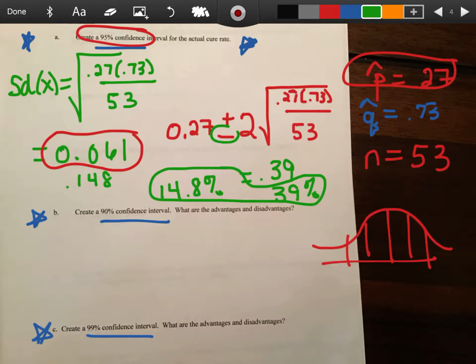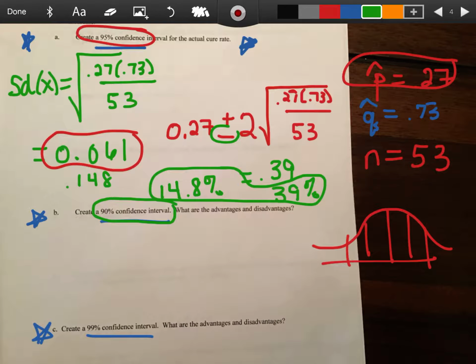I'm going to state that again. I am 95% confident that the true value, the true percentage of people who are going to get better from this medicine, is 14.8% of the population, all the way up to 39%. I have a 95% confidence that it is somewhere between those two numbers. Now, I want to be 90% confident. So let's think. Is that going to lower our margin of error or increase my margin of error?